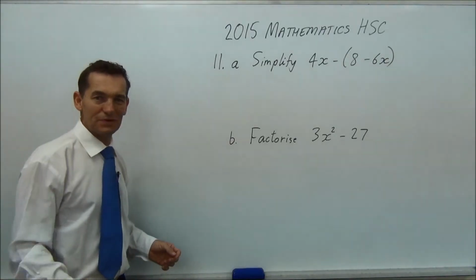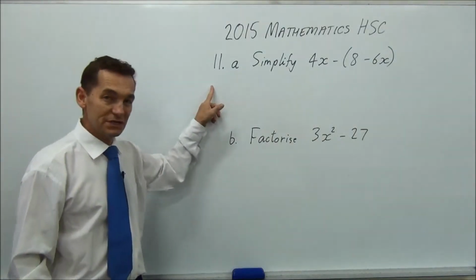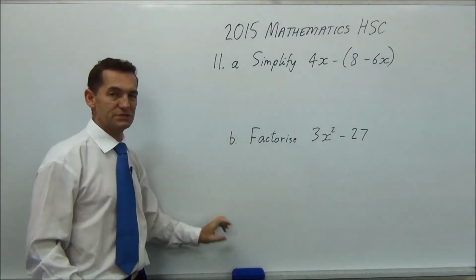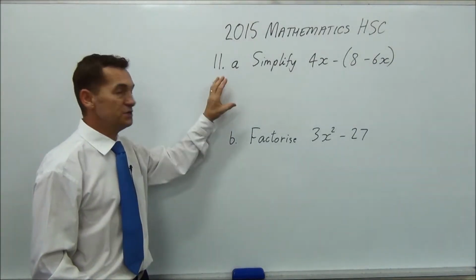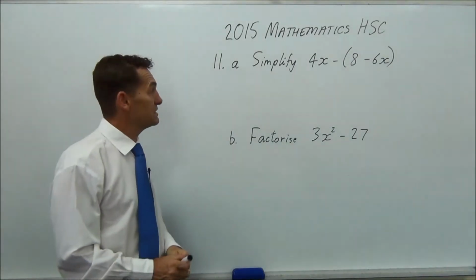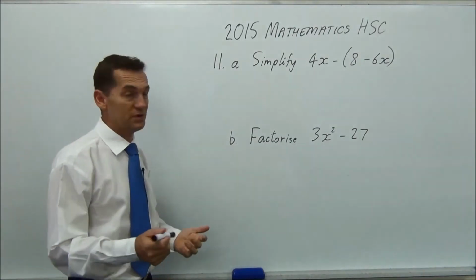G'day again, we're up to question 11. Now question 11 is usually a simpler form or a simpler set of questions for the whole HSC. So each of these you should be able to do. So let's go. Question A, simplify 4x minus 8 minus 6x.